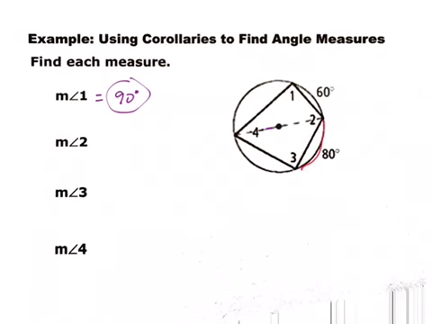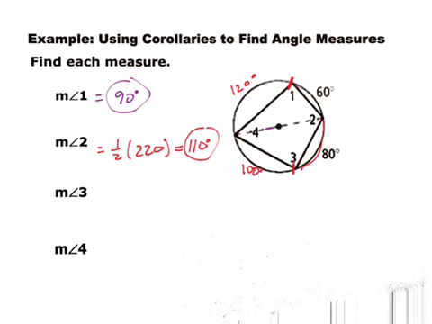So if this is 80 here, this has to be 100 to make a semicircle. If this is 60, this has to be 120 to make the other half of the 360 piece. So if I'm looking at angle 2, it's cutting from here to here, which means angle 2 should be half of 220 degrees, which in this case would be 110.